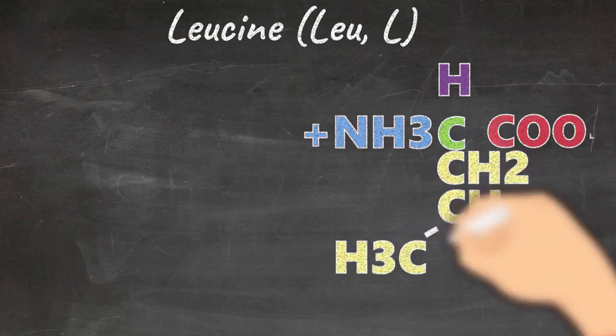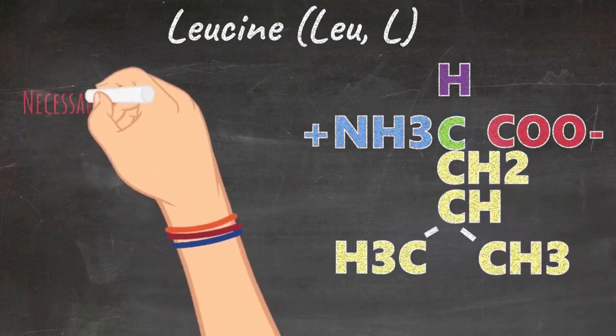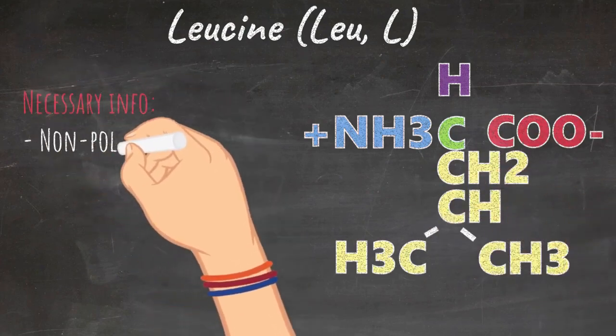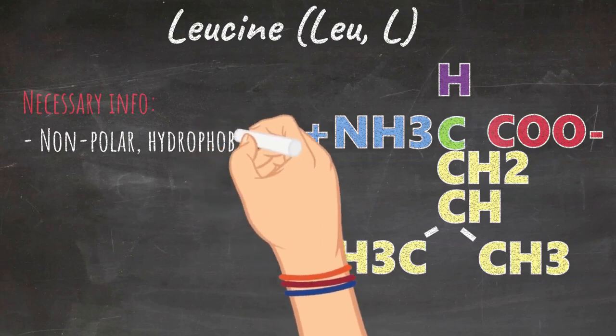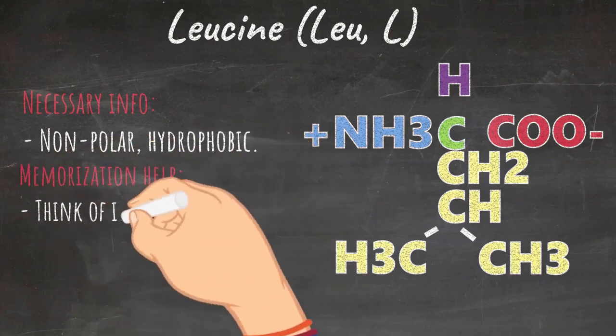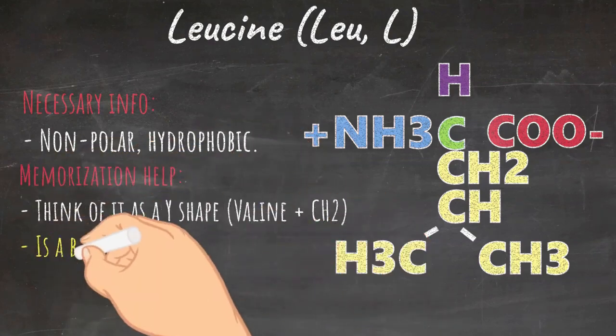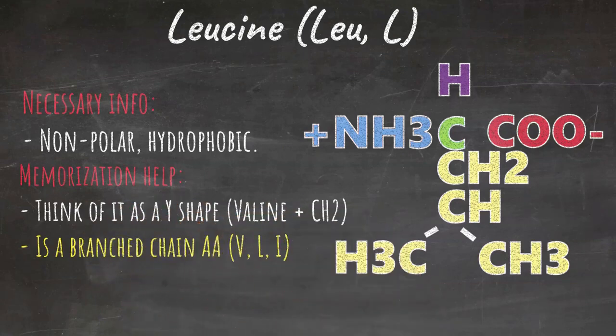Again, leucine is abbreviated LEU and L. It is also nonpolar and hydrophobic. And you think of it as a Y shape because it's valine plus an extra CH2 group. Like mentioned before, it is a branched chain amino acid.